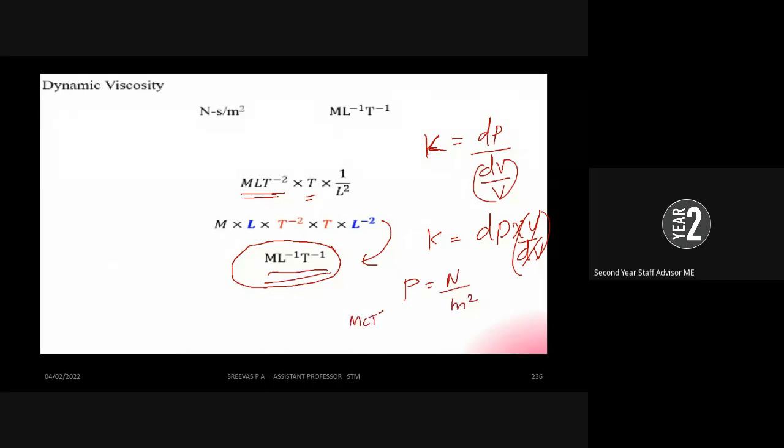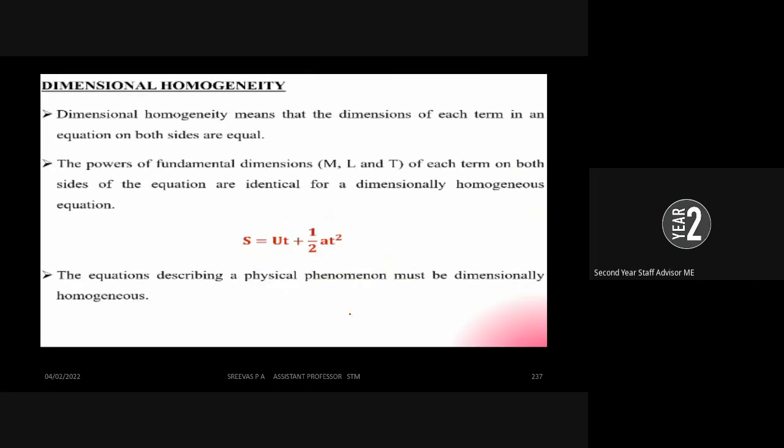Newton, that is MLT raised to minus 2 divided by L square, that is ML raised to minus 1 T raised to minus 2. That will be the dimensional formula of bulk modulus. Okay. Then we have a very important concept, that is dimensional homogeneity. This you might have studied in Plus One physics, units and quantities, units and dimension chapter.